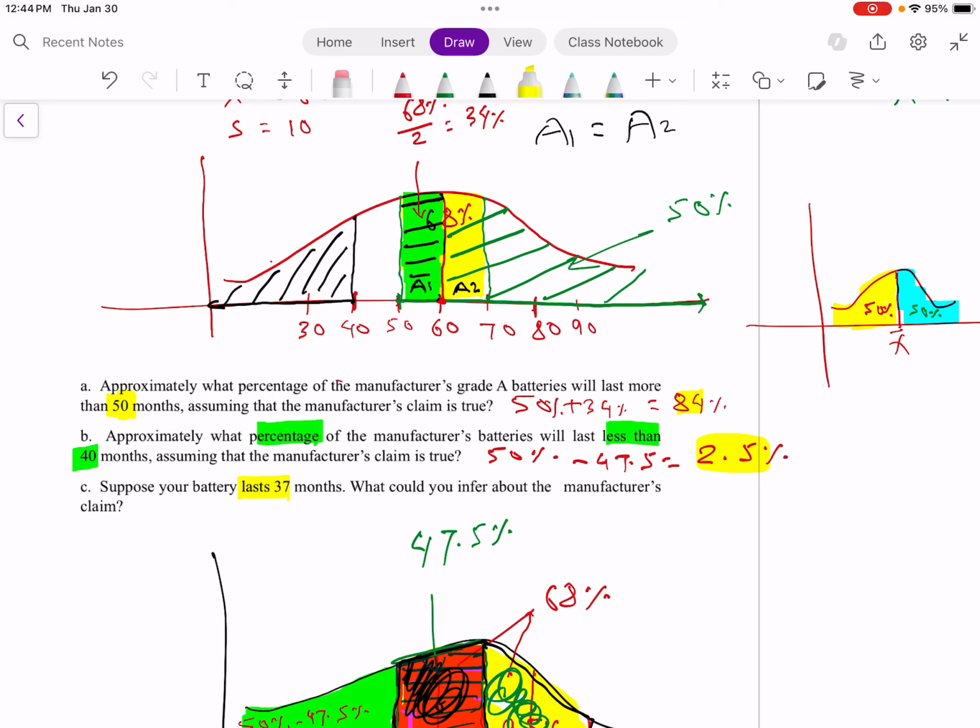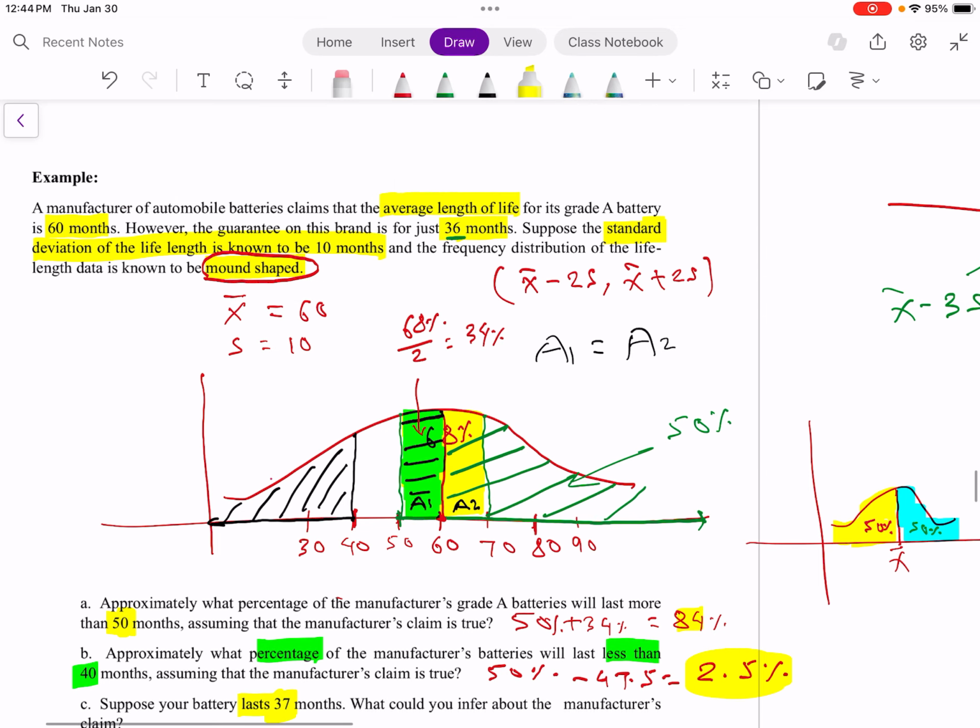But you got a battery that lasts 36 months, which means one claim we can make is that maybe the manufacturer's claim may be false. Whatever data they provided may not be true. The other thing we can say is that the battery we got may belong to this 2.5%. That's being unlucky, right? Sometimes it might happen. So we can say two things: one is their claim may be false, the other is that the battery we got belongs to this 2.5%. So this is how we can use the empirical rule.